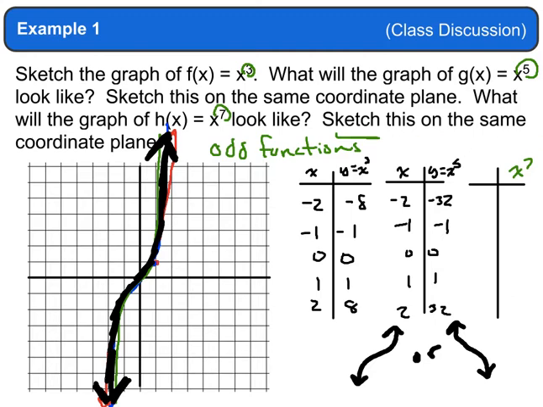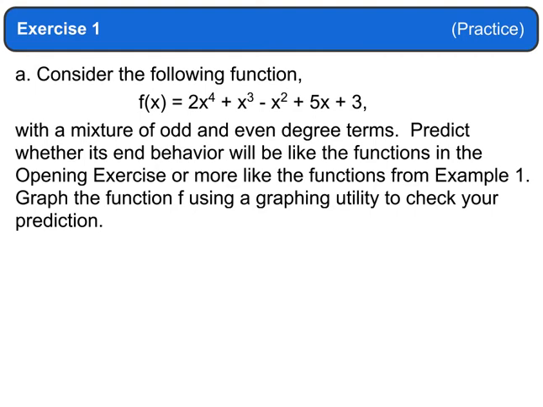pattern. So what do they ask us to do in these exercises? Exercises A through D, we'll go through probably A and B for sure, is to graph these in a graphing utility. That'll be our Desmos. Notice this has a mixture of both even and odd degree terms. And so they're curious if that's the case. If we have even and odd, like see here's 4, that's even. 3 is odd, 2 is even, 1 is odd, and this one has none. Predict whether the end behavior is going to be like example 1 or the opening exercise, right?